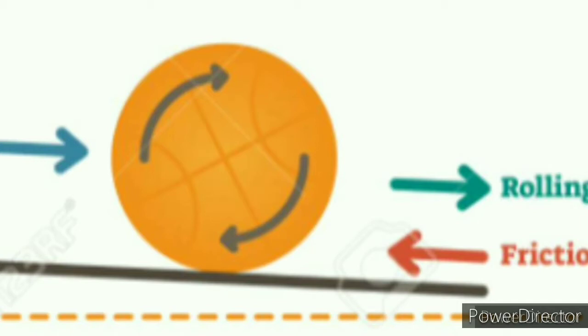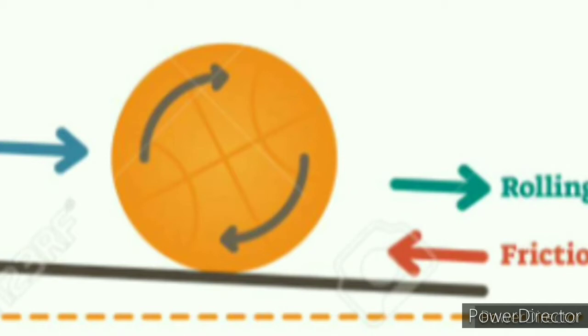So this ball should move infinitely, but actually it is not happening. After some time, you will observe that the ball is getting decelerated and its speed is slowly decreasing. And after some time, you will see that the ball is going to stop, meaning its velocity is becoming 0. Now, let us see what forces are acting on this ball.